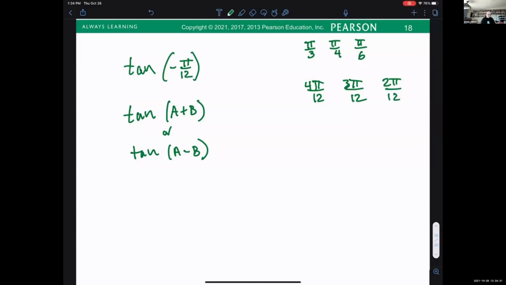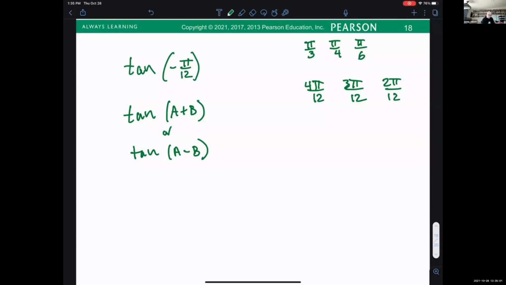And we basically want to do a subtraction where angle B is 1 pi over 12 larger than angle A, so that when I subtract the angle B, I'm left with negative 1 pi over 12. And there's a couple of ways we could do that. We could do 2 pi over 12 minus 3 pi over 12, or we could do 3 pi over 12 minus 4 pi over 12. So there isn't only one right way to do this.